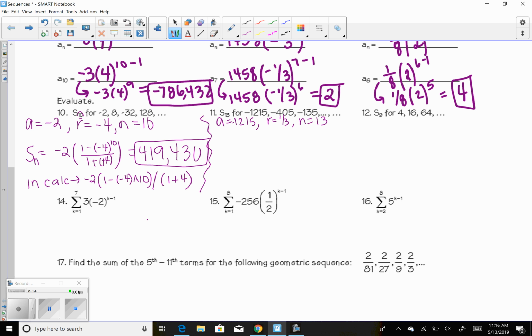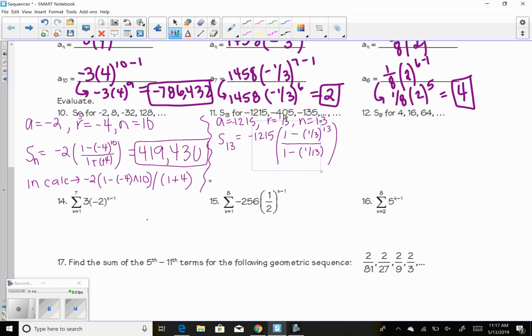Let me just draw some space here. So S13 equals -1,215 times, I'm just plugging in, 1 minus r, 1 minus 1/3 to the 13th power. It's not a bad habit to just write your ratio in parentheses every time. Divided by 1 minus 1/3, and that's all.